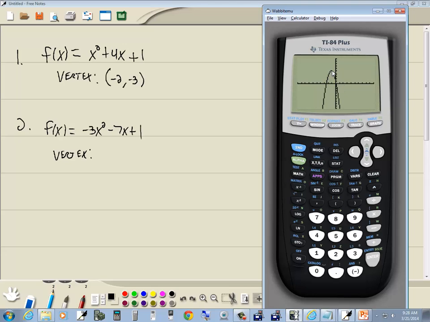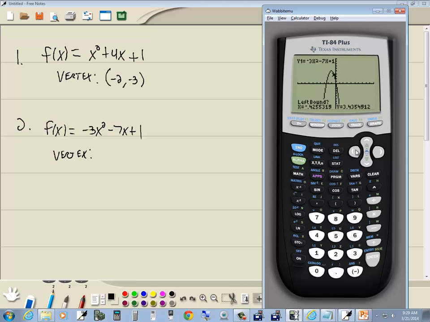Looks like we're looking for a maximum because it's opening down. Obviously, we don't have a minimum because it keeps going down forever. So I'm going to do my second trace. I want to choose maximum, number 4. It's asking for left bound. I want to move my cursor to the left of where my maximum is. Maximum is right there where my mouse pointer is.